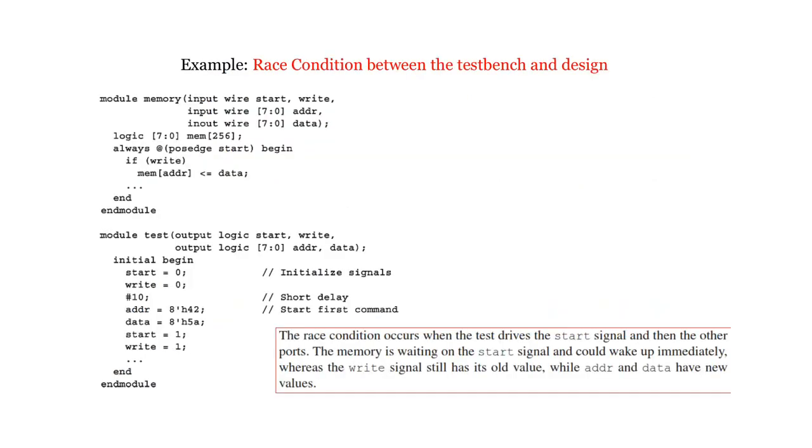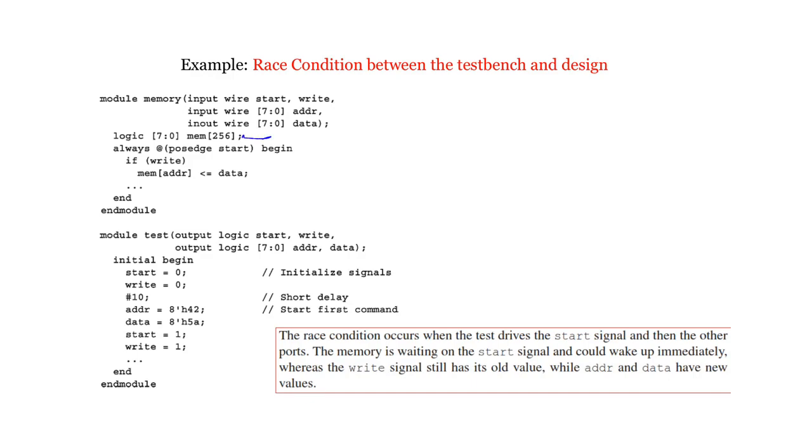So look at this example. Here you have defined a memory module, where the inputs are start and write signals, and address and data are also given. Address is an input signal and data can be input or output, as we know. Internally we have declared a two-dimensional memory array of 250 locations. Each location can store 8 bits of data.